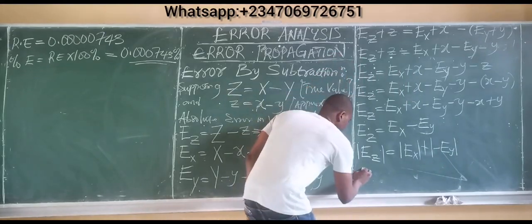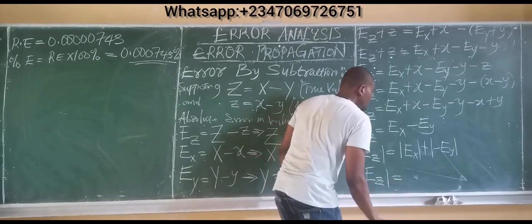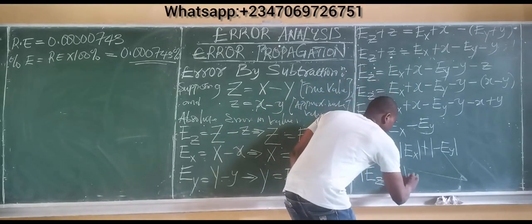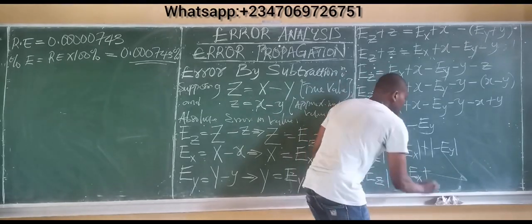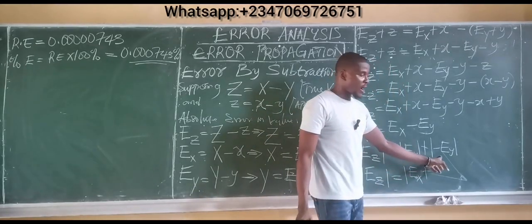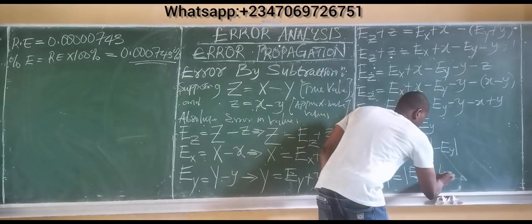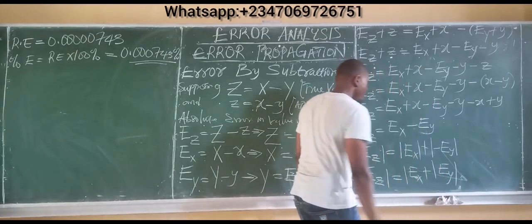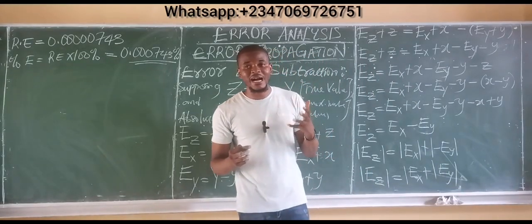So this means that the modulus of error in z is going to be equal to the modulus of error in x, plus the modulus of negative error in y, which becomes positive. So you have plus modulus of error in y. Now this is the same thing as what we obtained for the addition.